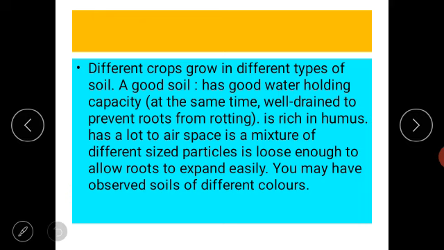Different crops grow in different types of soil. A good soil has good water holding capacity, and at the same time is well drained to prevent root rotting. The soil which has a sufficient amount of air gaps and sufficient particulate matter also supports the growth of roots inside the ground.